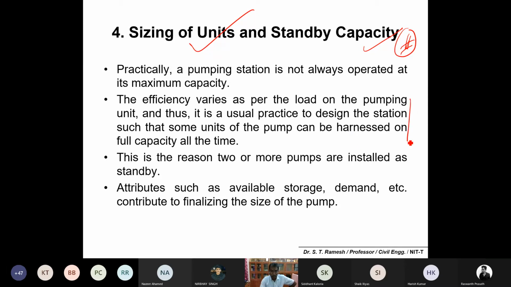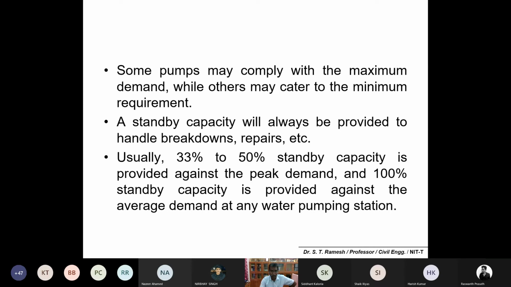Okay, and if there is any difficulty, you are in a position to use the standby capacity or standby pumps. So sometimes 2 or more pumps are installed as standby. Okay, sizing of units is also important, and the standby capacity is also important.